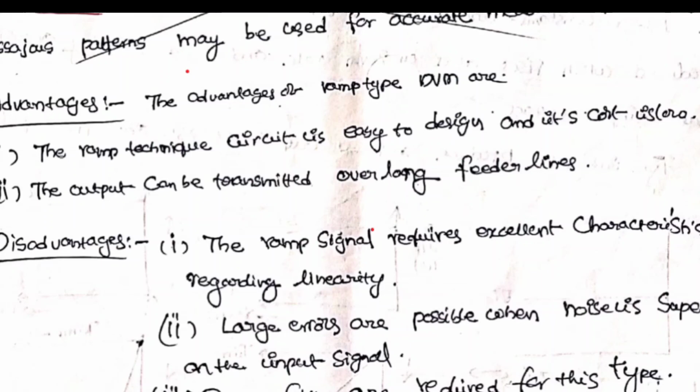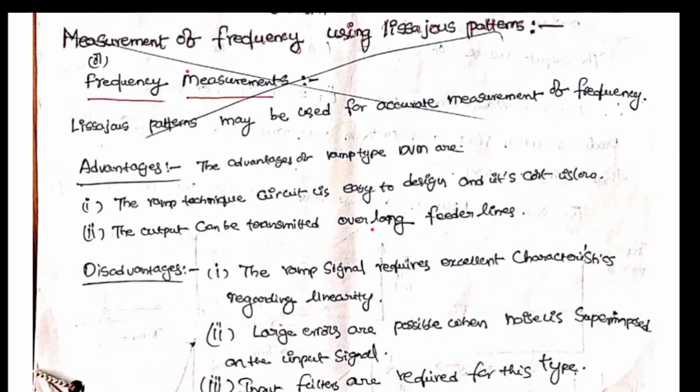Disadvantages are there. Ramp signals require excellent characteristics. That is one of the disadvantages. Only if the ramp signal has excellent characteristics will accuracy be higher. Large errors are possible when noise is superimposed on the input signal. That is, where there is noise in the input signal, errors will be higher. Input filters are required for this type, that is, input filters are required for ramp type DVM.